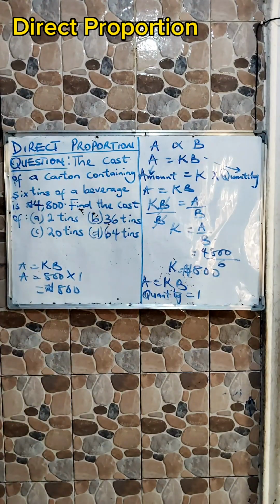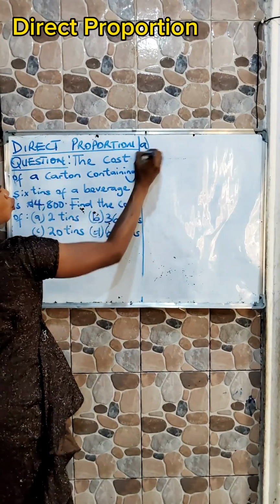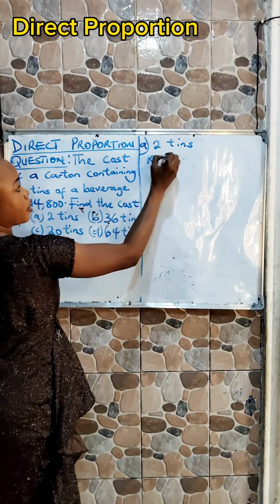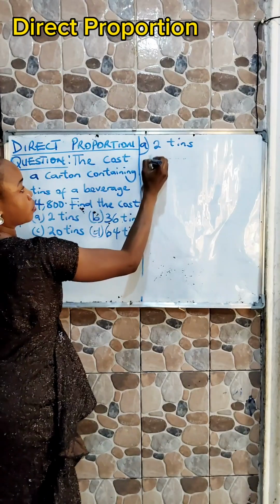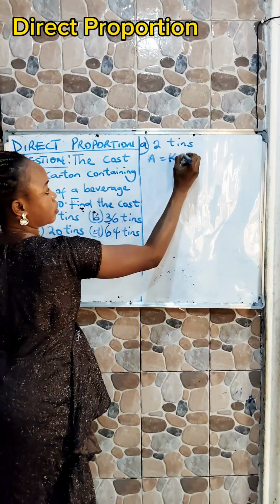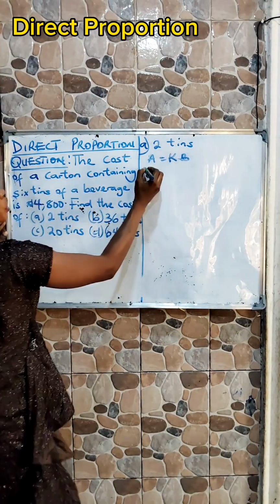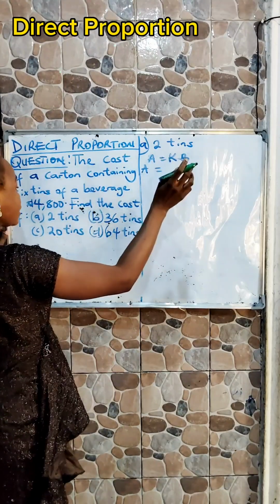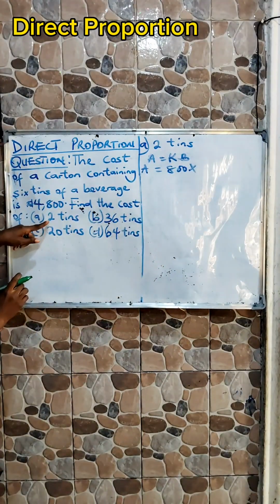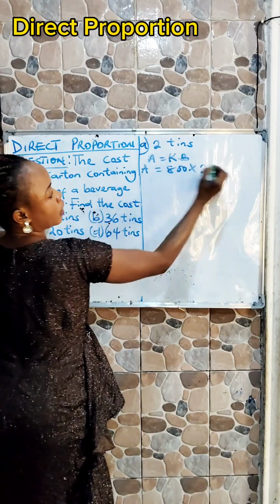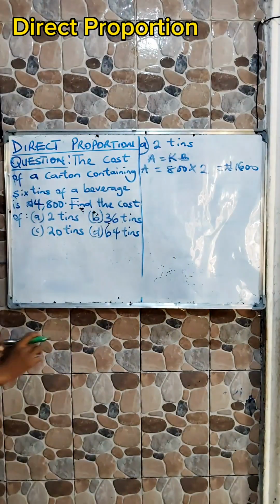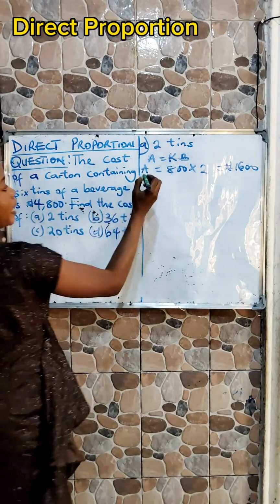Now, for the A part, we have 2 things. For our formula, amount is equal to K times B, and B is the quantity. So now amount, which is A, will be equal to our constant, 800, multiplied by the B given to us here, which was what? 2. And your answer will be 1,600 naira.